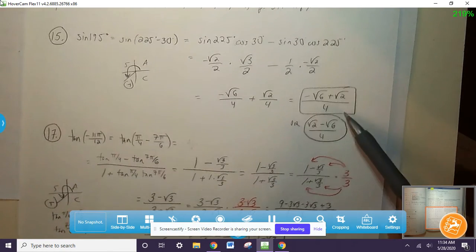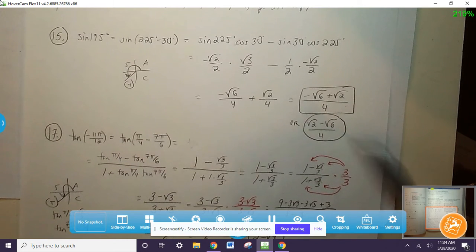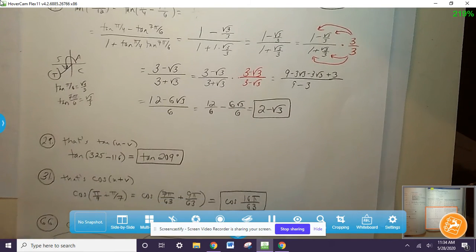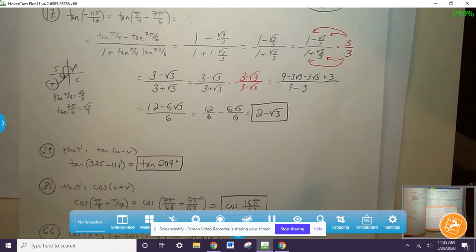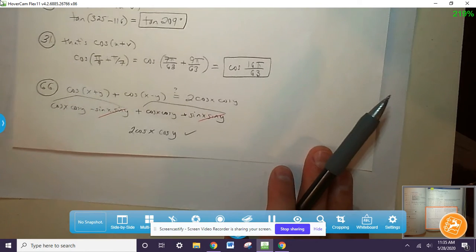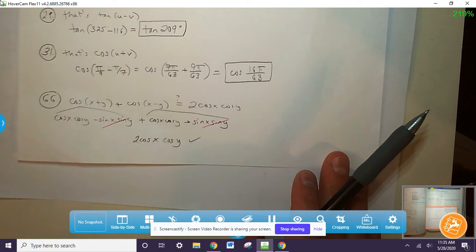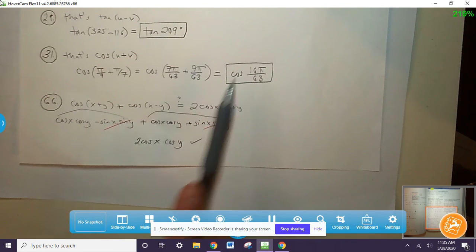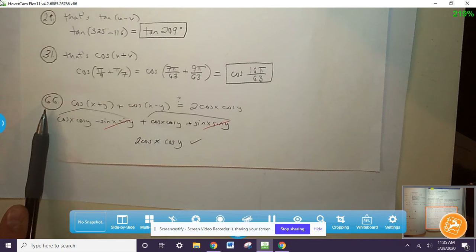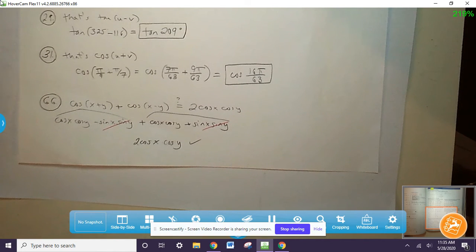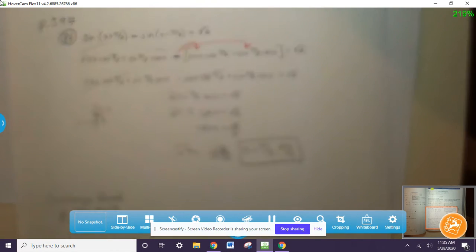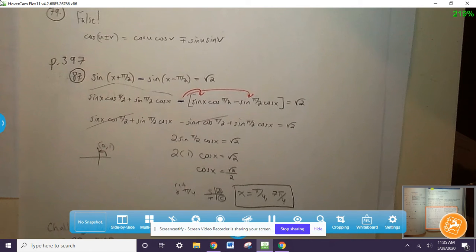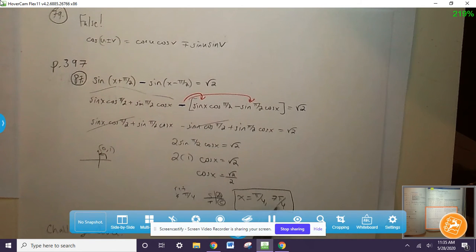Answers to number 15. Here's number 17. 29 and 31, all those odds are in the back of the book anyway. But 66 isn't because it's even and it's a verify. So your work probably matches mine. 79's odd, so the answer is in the back of the book. But that is a false. 87, here are the answers.